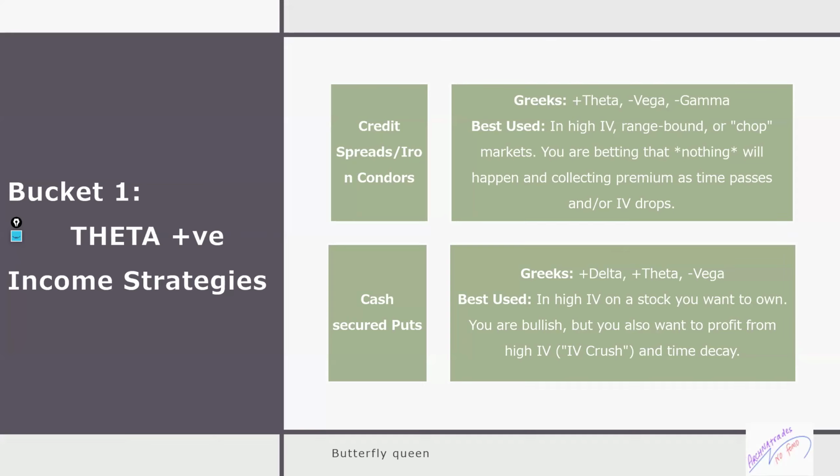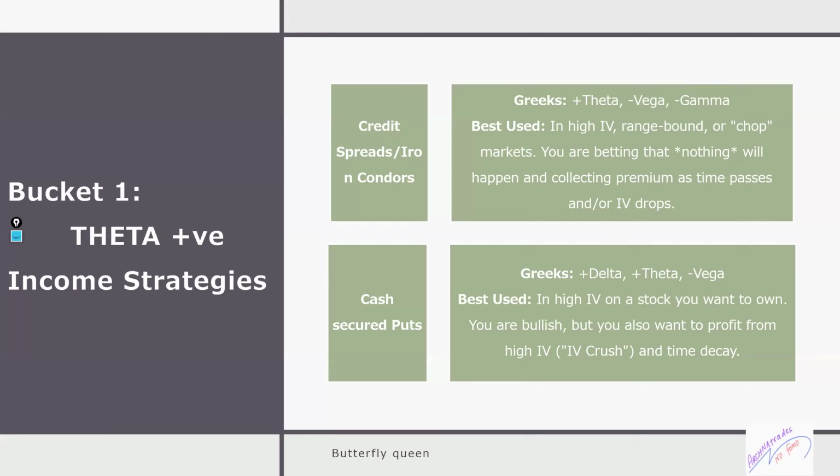Okay. So if you sell a credit spread or do iron condors, they are theta positive, short vega and short gamma trades. This is best used in high IV, range bound, or choppy markets. You are betting that nothing will happen and collecting premium as time passes and or IV drops.